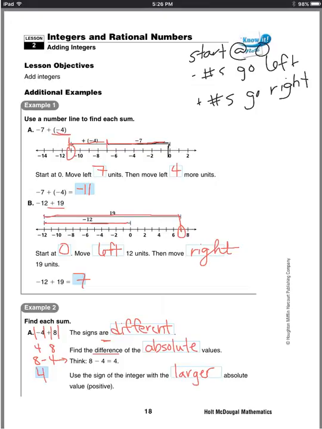However, we are using the sign with the larger absolute value, which is 8. And there is a positive in front of 8, so our answer is +8.